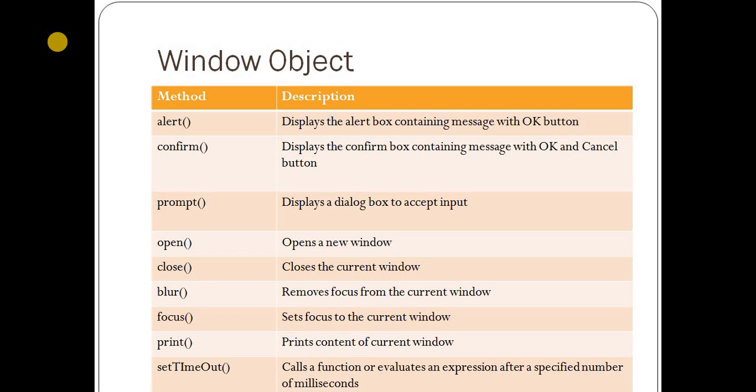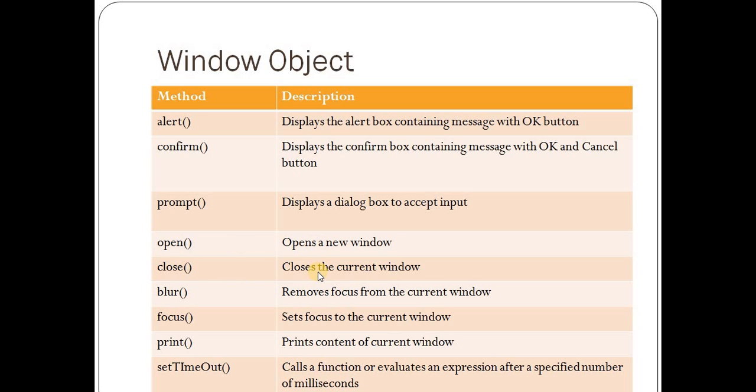Many of the methods we've already used. Alert, it is going to show you a dialog box with OK button. Confirm, a dialog box again, but it has OK and Cancel. Difference of both you must know. Prompt, a dialog box to accept input. Open, it is going to open a new window.